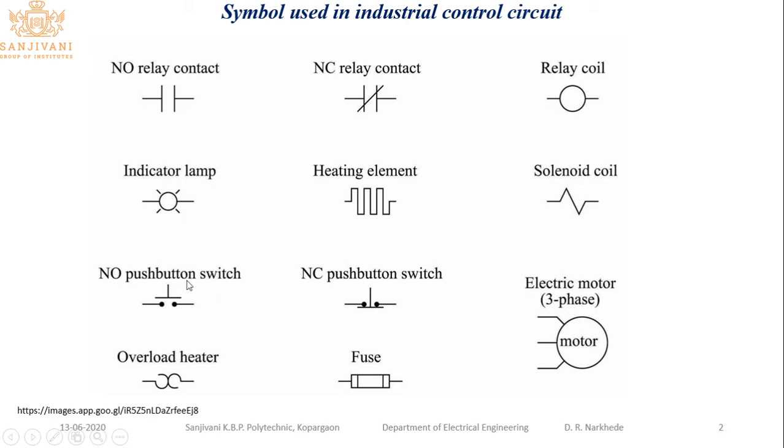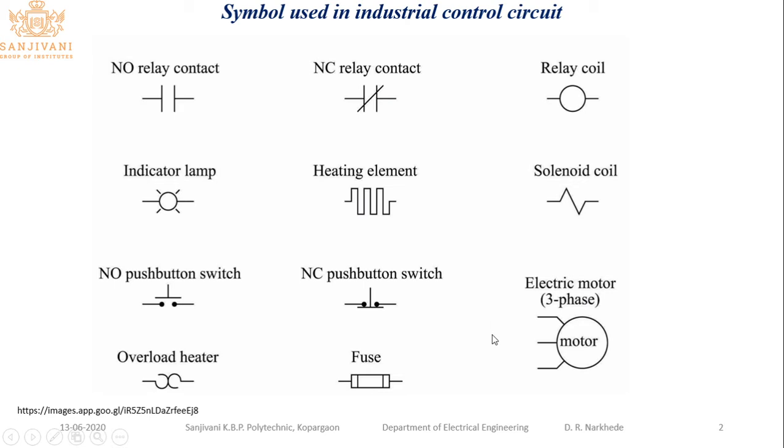The NO push button: it is normally open type. When you press it, at that time it is closed. These are normally momentary type: as long as you press it, it will operate, and once you release the pressure, it does not operate. Then this is the NC type. When this button is pressed, the circuit gets disconnected or de-energized. When it is released, the circuit gets energized.